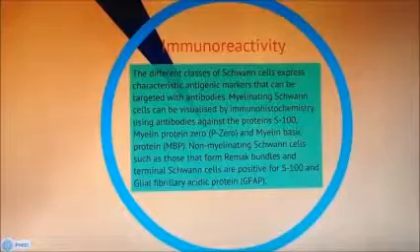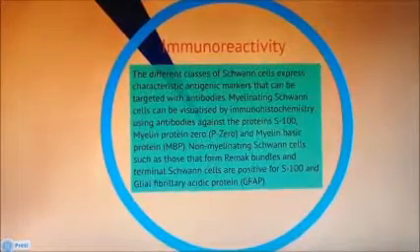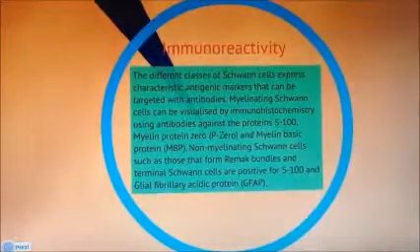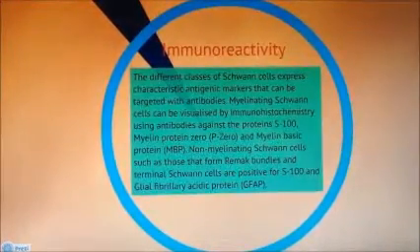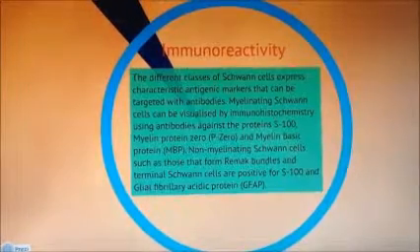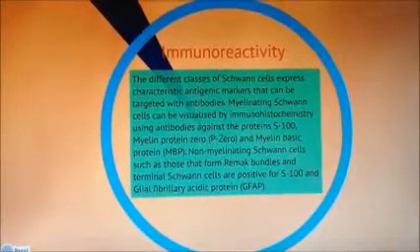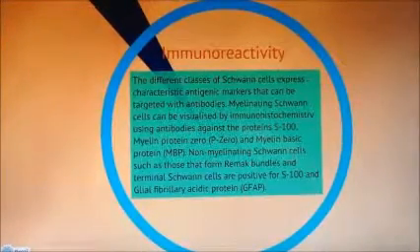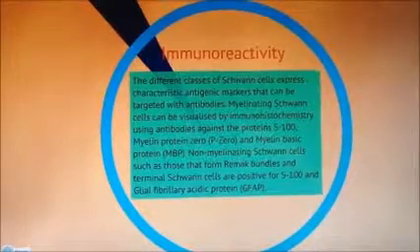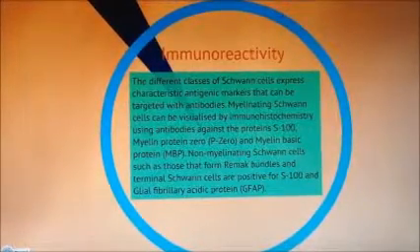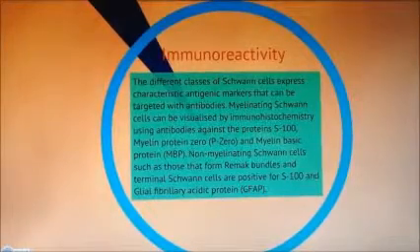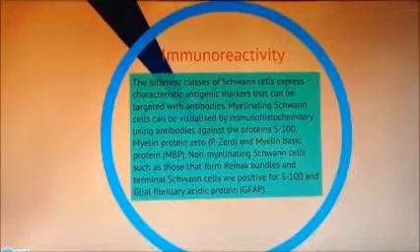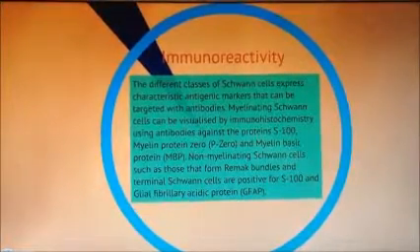Immunoreactivity. Different classes of Schwann cell express characteristic antigenic markers that can be targeted with antibodies. Myelinating Schwann cells can be visualized by immunohistochemistry using antibodies against the proteins S100, myelin protein 0, and myelin basic protein. Non-myelinating Schwann cells, such as those that form Remak bundles and terminal Schwann cells, are positive for S100 and glial fibrillary acidic protein.